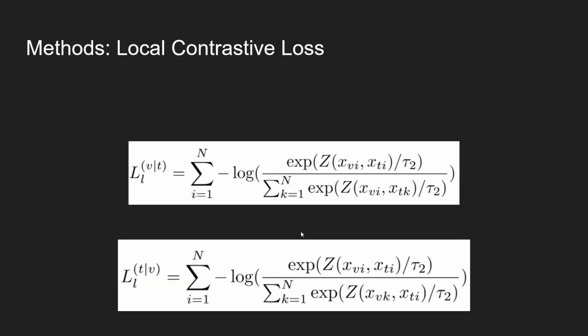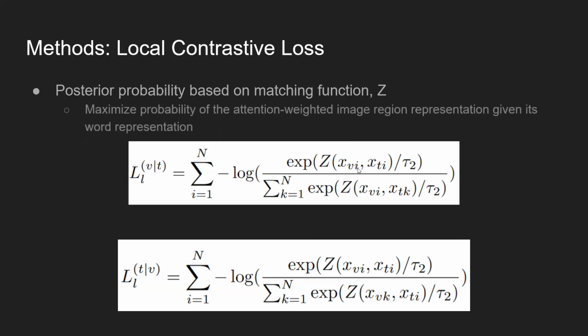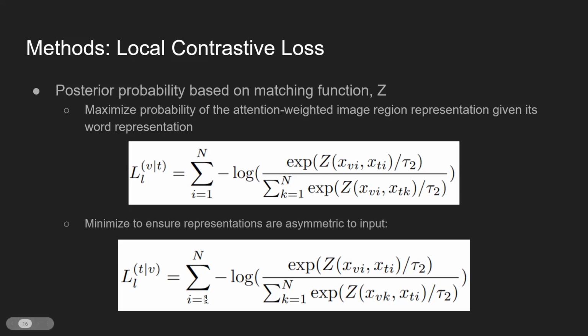And then again, continuing to the local contrastive loss, the posterior probability is based on the matching function C. And this will be the primary difference between the global contrastive loss and the local contrastive loss here. It maximizes the probability of the attention weighted image subregion given its word representation in this local contrastive loss. And then it minimizes to ensure the representations are asymmetric to the input in this formula.